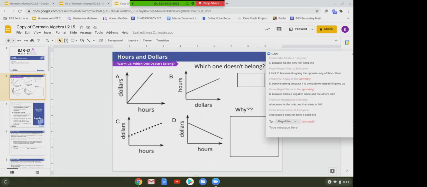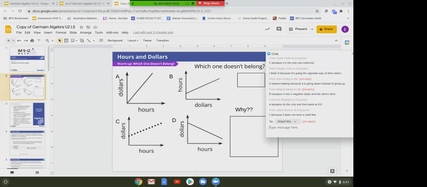I want you to remember that these warm-ups that are low risk like this, that are not too risky, every single one of these can be said to be correct. You just need to have a justification for your answer. Why do you think that? Why did you choose that answer?